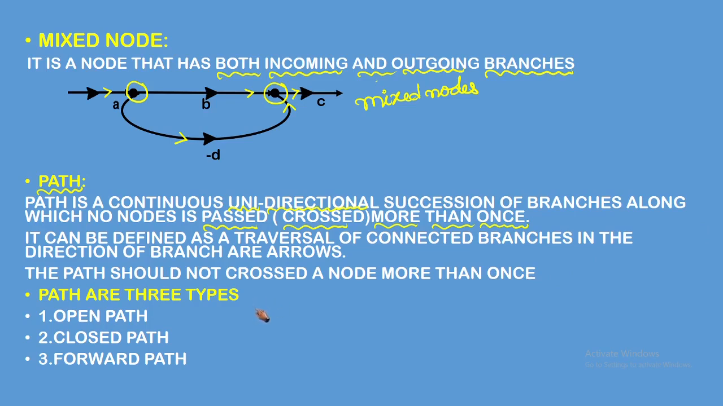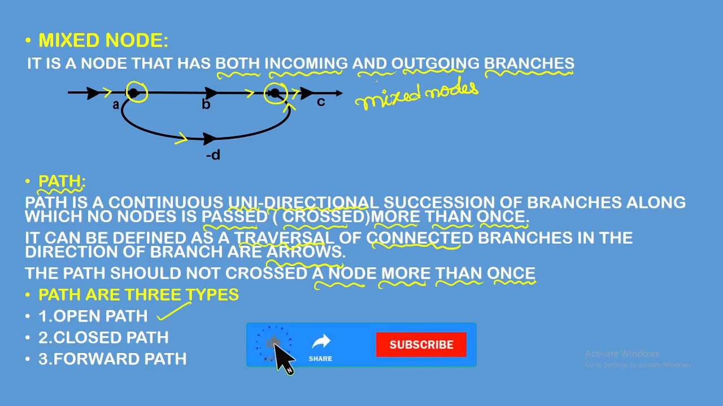It is also defined as the traversal, or traveling, of connected branches in the direction of the branch arrows. And in another way, the path should not cross a node more than once. So there are three types of paths. One is the open path, another is the closed path, another is the forward path.